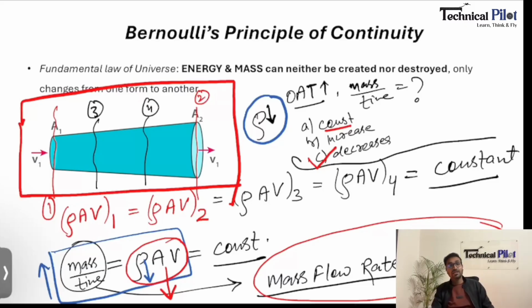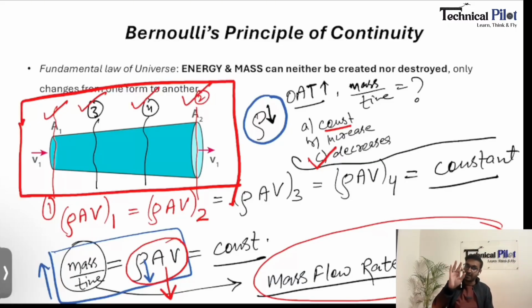Understand my point. Mass flow rate is constant along the tube. Okay. Now if you change some parameter due to which my density changes, then mass flow rate will change obviously, but along this tube it will remain constant. Density is reduced at each and every section.